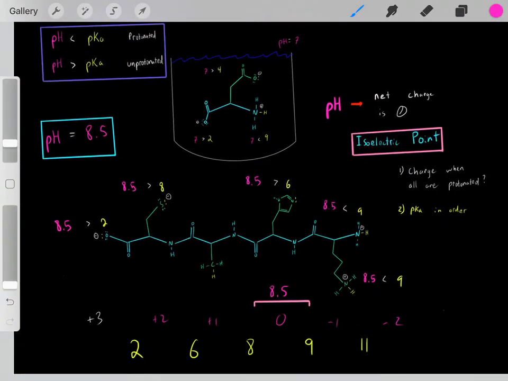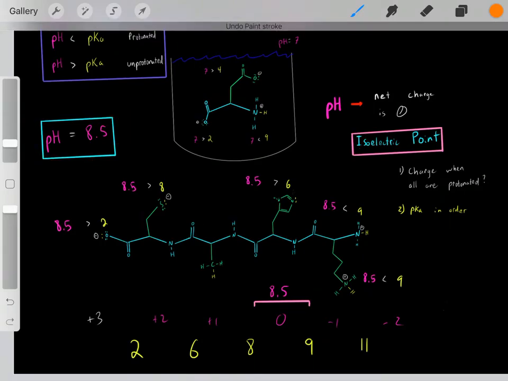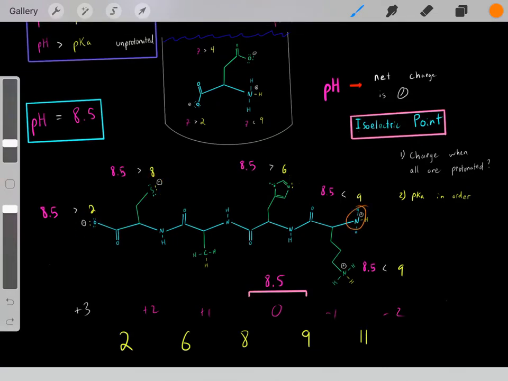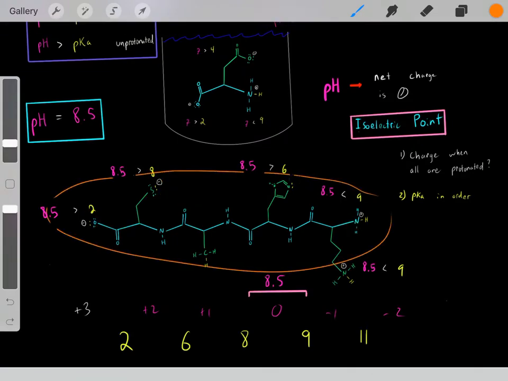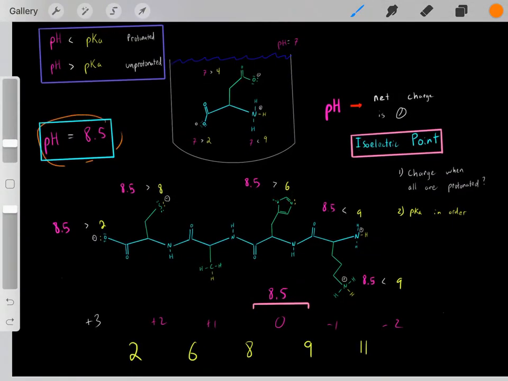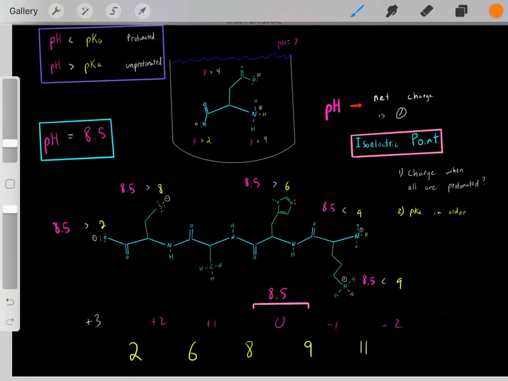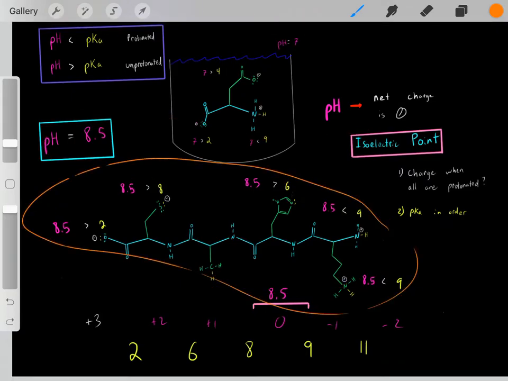So now you just keep doing that and compare these pKs to these pHs, and you see at a pH of 8.5, you can add up all these charges, and you'll essentially see we have a negative charge here, a positive charge here, and a positive charge here. So the net charge will be 0. So we see at a pH of 8.5, the net charge will be 0. So therefore, 8.5 is the isoelectric point. It's the pH when the net charge of this polypeptide will be 0.